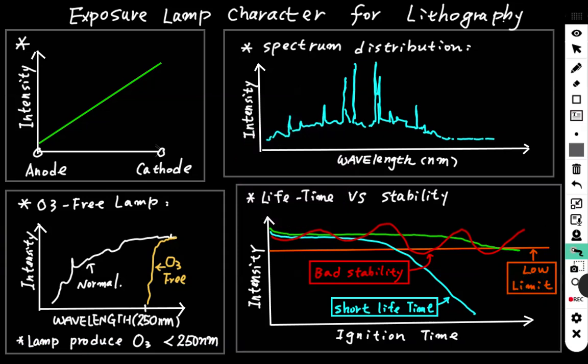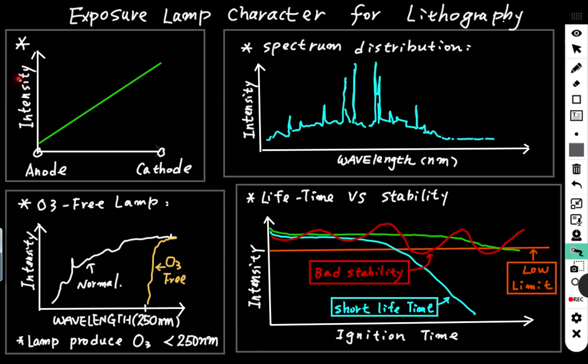Hello everyone, we are going to talk about the exposure lamp character from lithography. In the first figure, you can see that this axis is intensity. The arc lamp light, strong label, intensity.